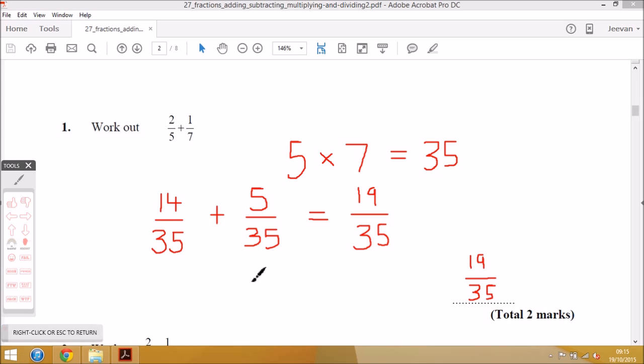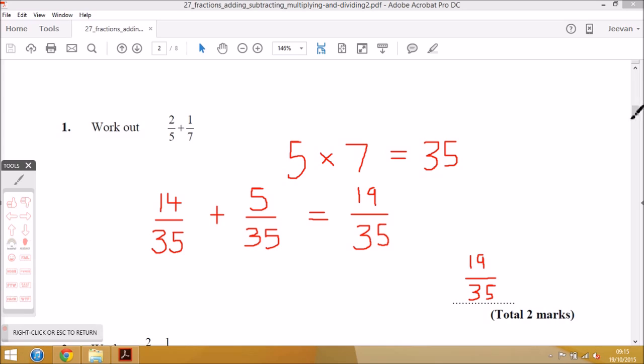Remember that effectively it's the same question, because the fractions are actually saying 14 over 35 is exactly the same as 2/5. It's the same proportion. This 5/35 is the same as 1/7.